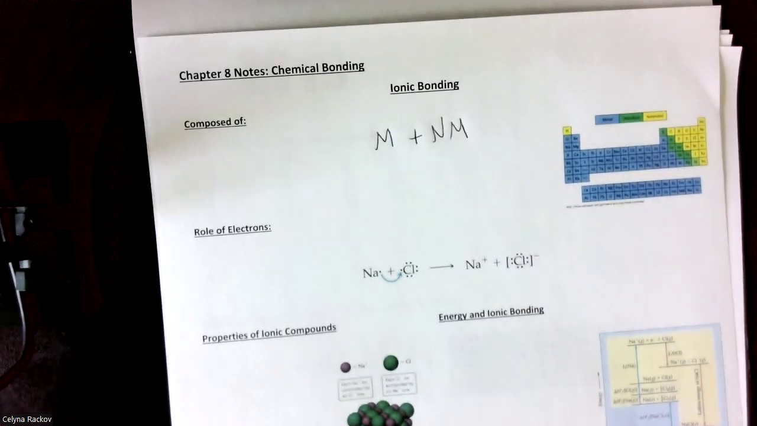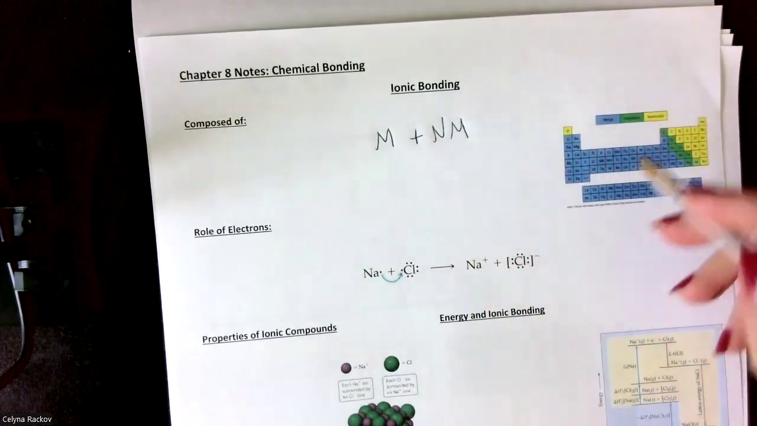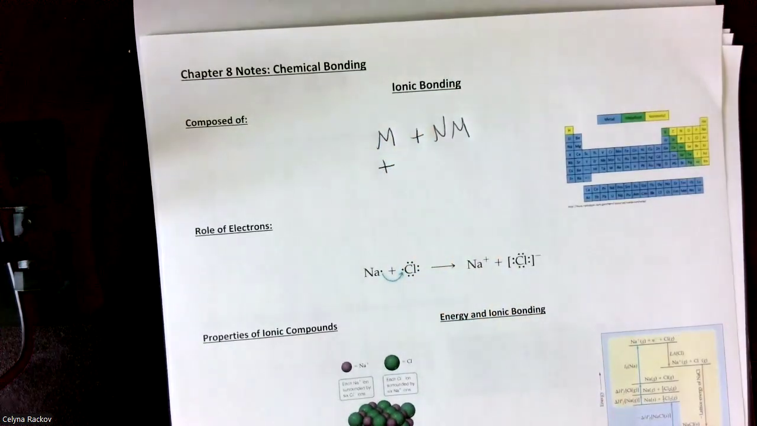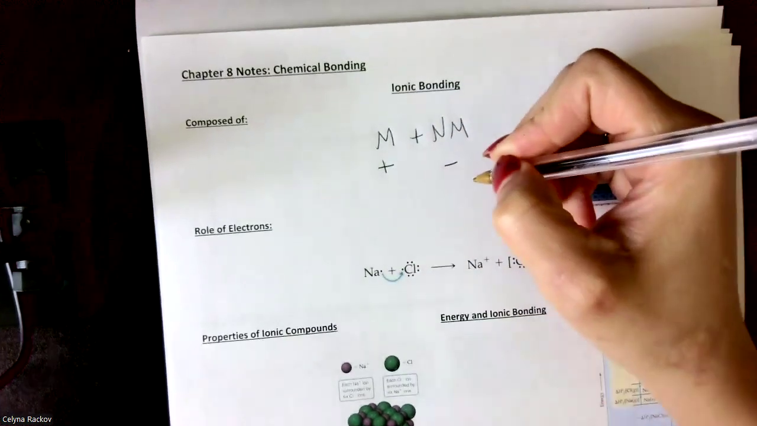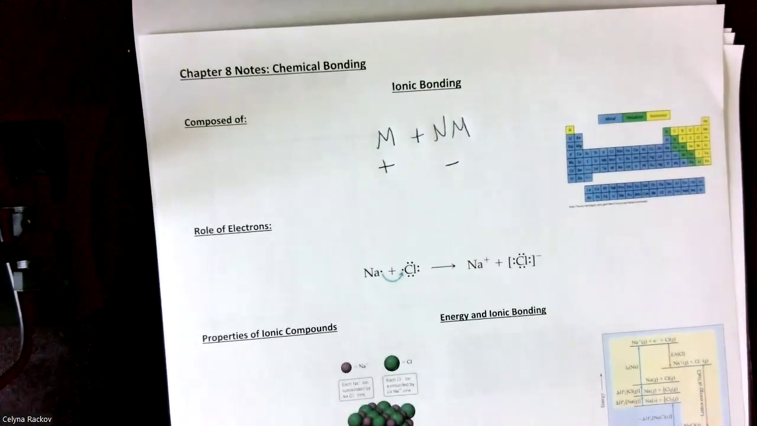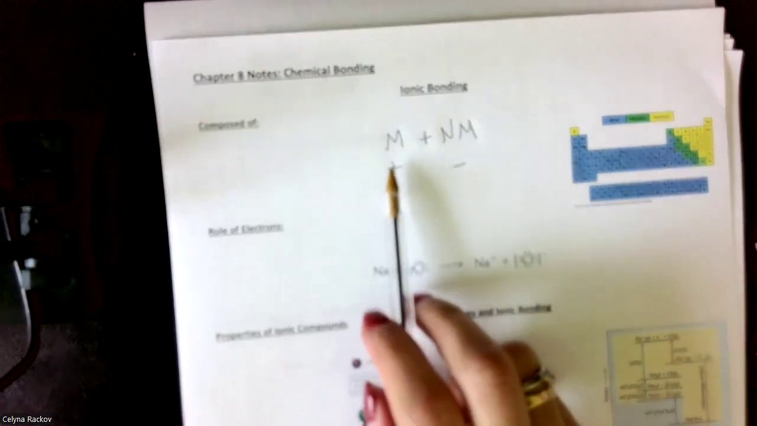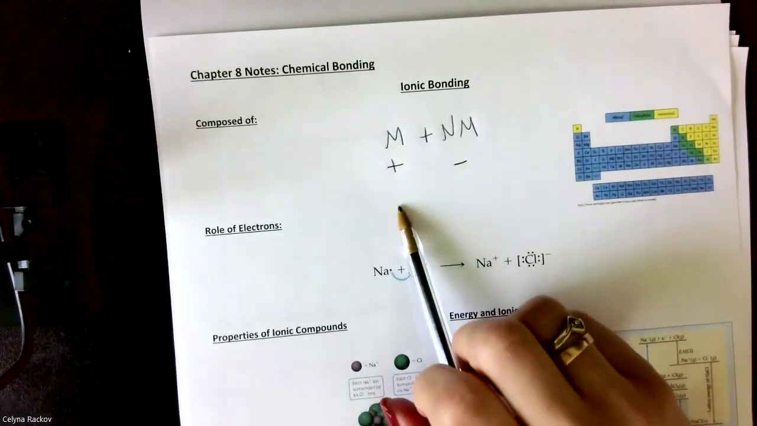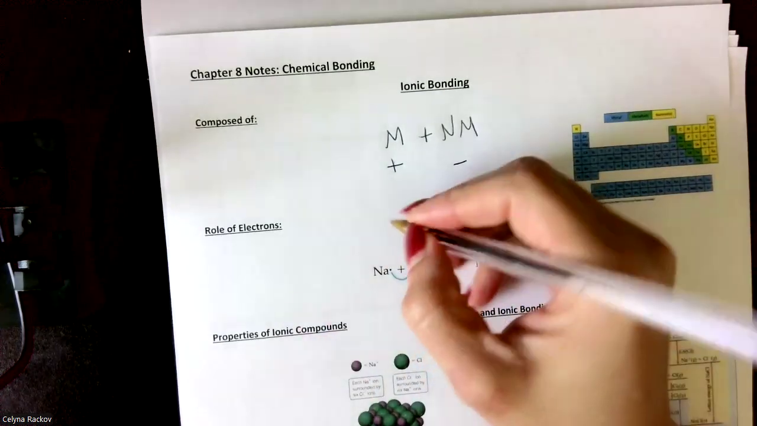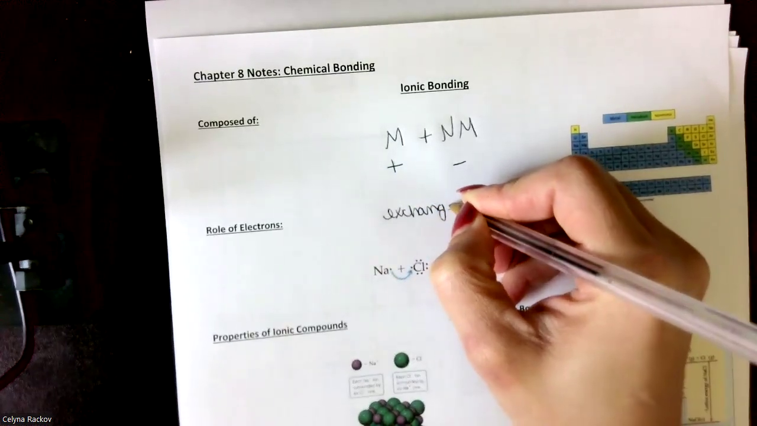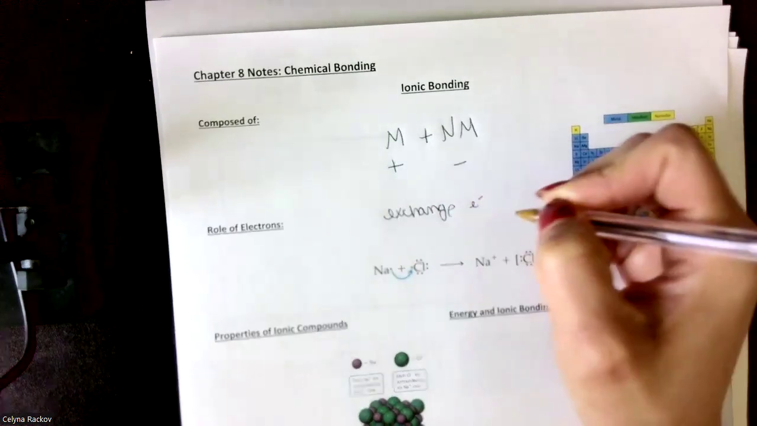So in ionic bonding, you have a metal, right? The metals will be losing electrons, so will be positive. And the nonmetals will be gaining electrons, so will be negative. So that means in ionic bonding, one is losing, another is gaining electrons, right? So you have the exchange of electrons here.